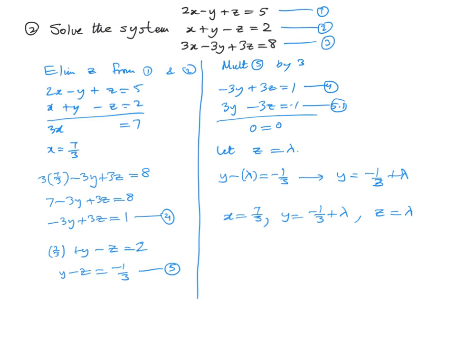Now, of course, in this case, x was already 7/3, so it was irrelevant, but the y and the z could change. And so this is the parametric equations of the line. And if you wanted the vector equation of the line, you could also find that from here at that point. So that is the end of that one.